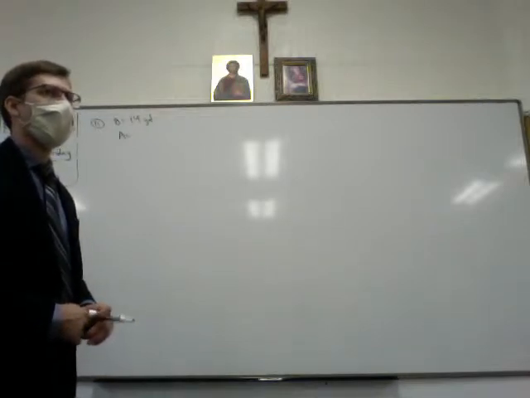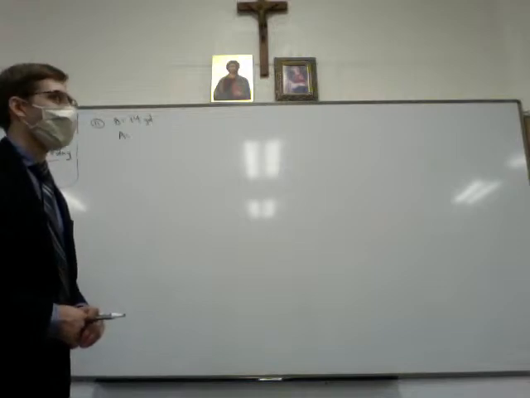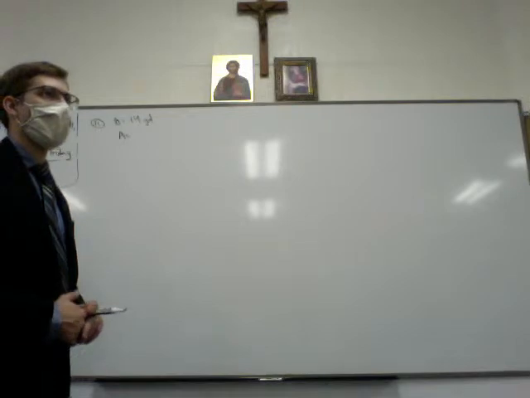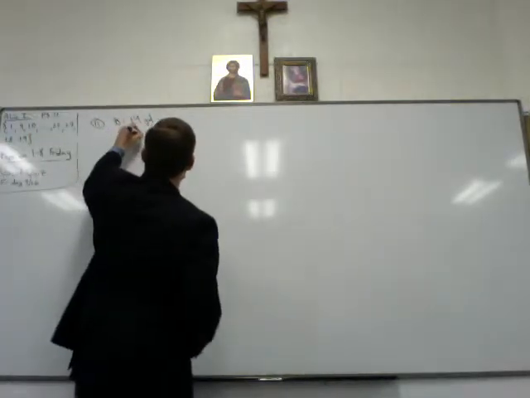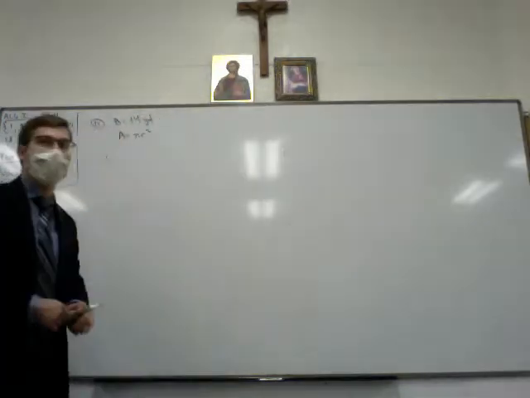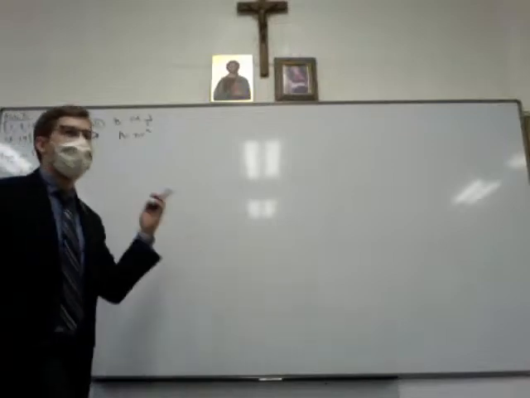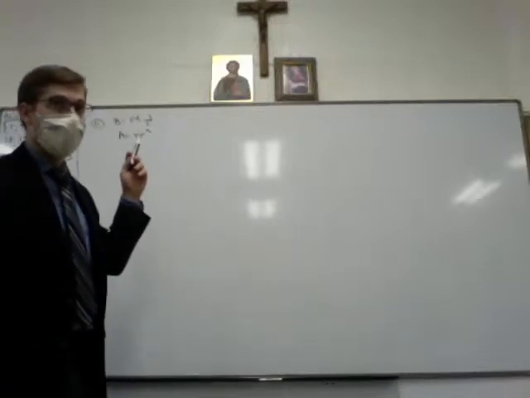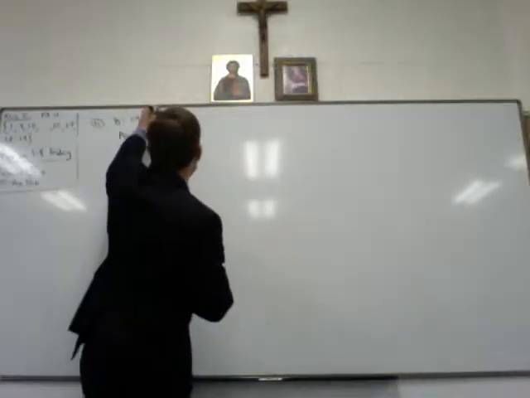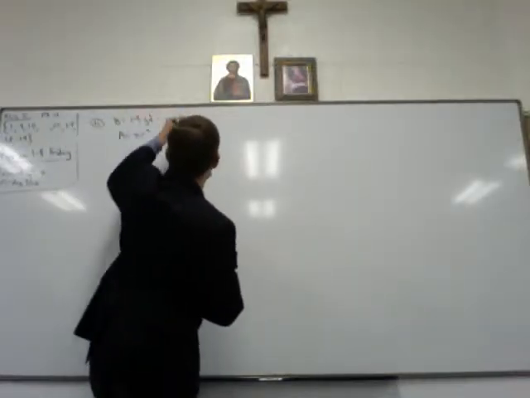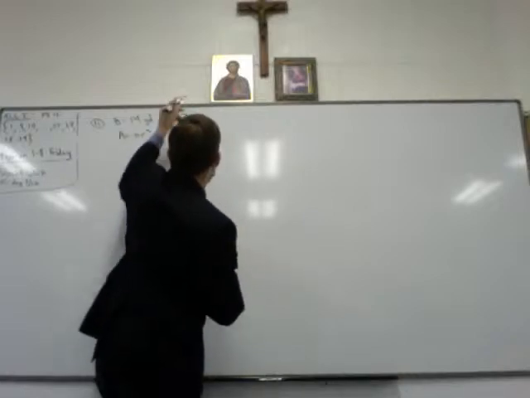Area of a circle. Only one formula we have for it. Pi r squared. Now, the problem we run into is that we don't have r. We have d, the diameter, not the radius. So how are we going to get the radius? If the diameter is 14 yards, what's the radius? Divided by 2. So the radius is 7 yards, half the diameter.